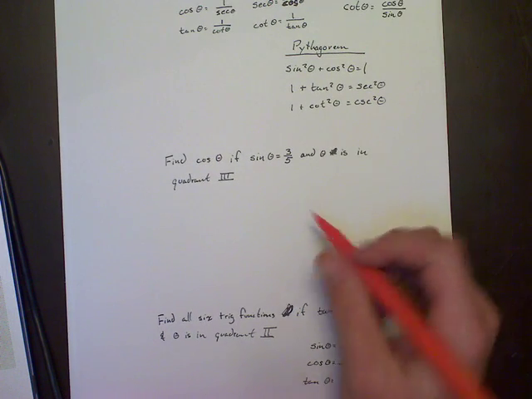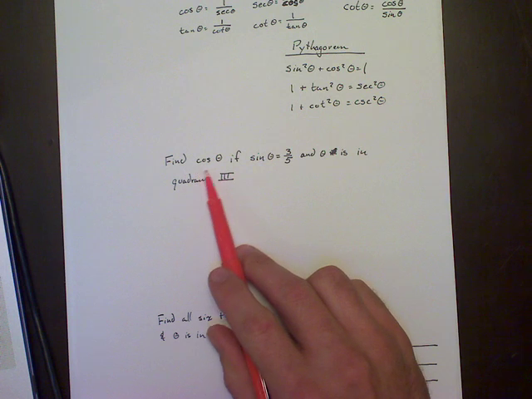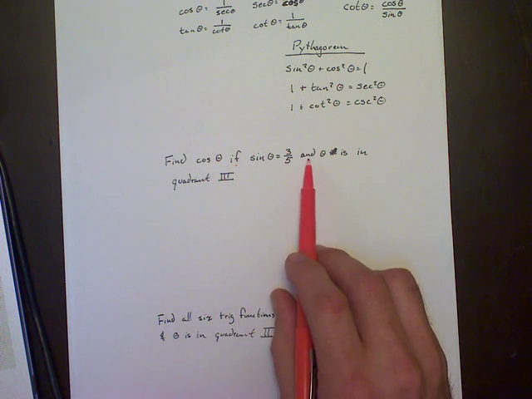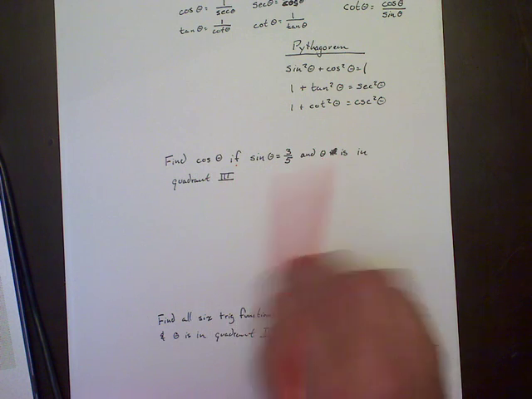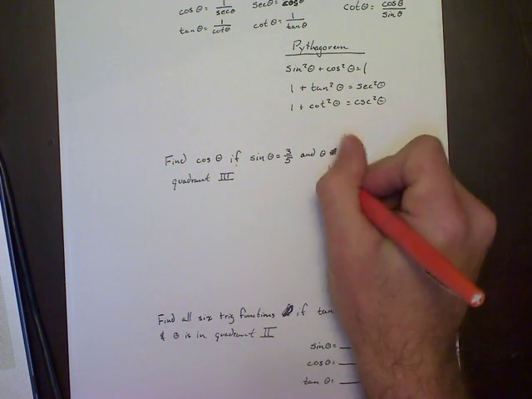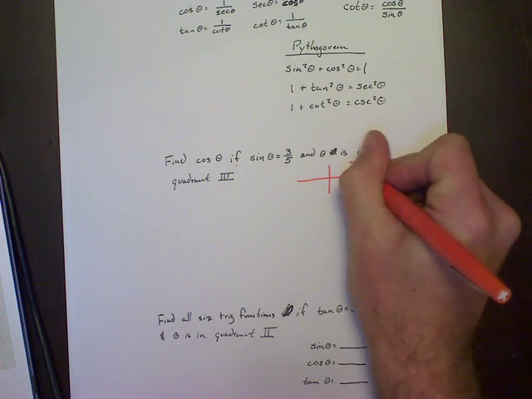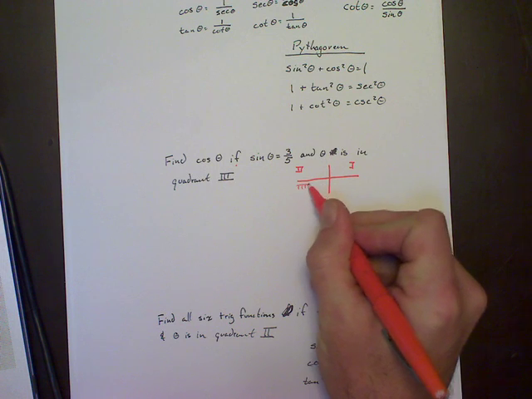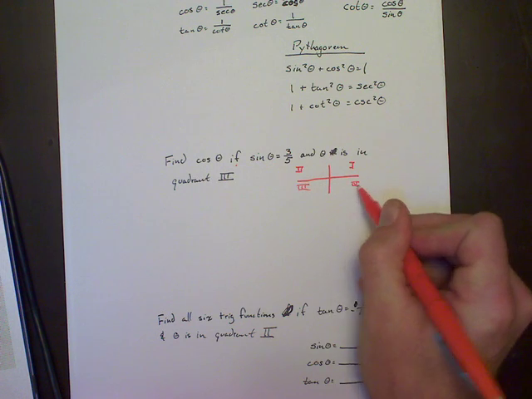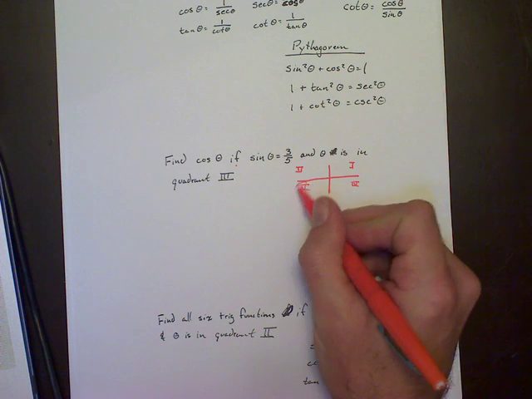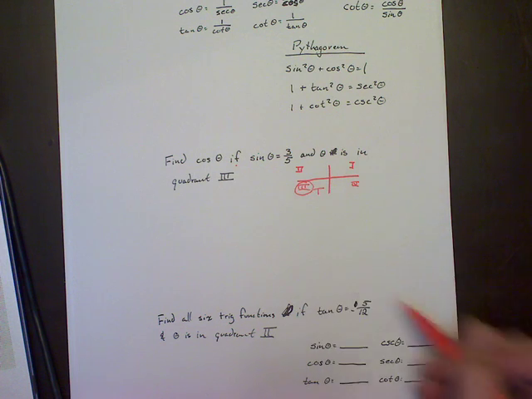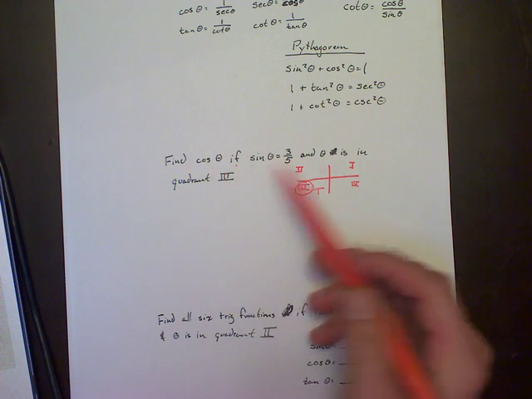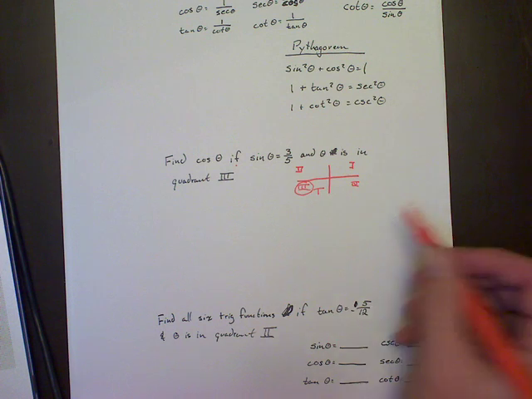So again, we're going to read through the question here. Find cosine of theta if sine of theta equals 3 over 5, and the other restriction is theta is in quadrant 3. So I'm going to draw our quadrants in here. Quadrant 1, 2, 3, and 4. Because they said quadrant 3, I'm going to circle that. And remember, tangent is the only one positive in that quadrant. But we're actually looking for cosine, so chances are our answer is going to be negative.